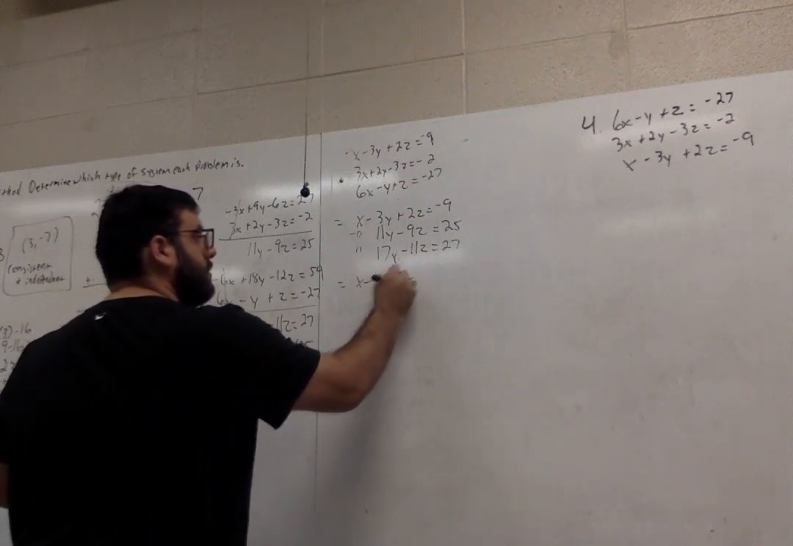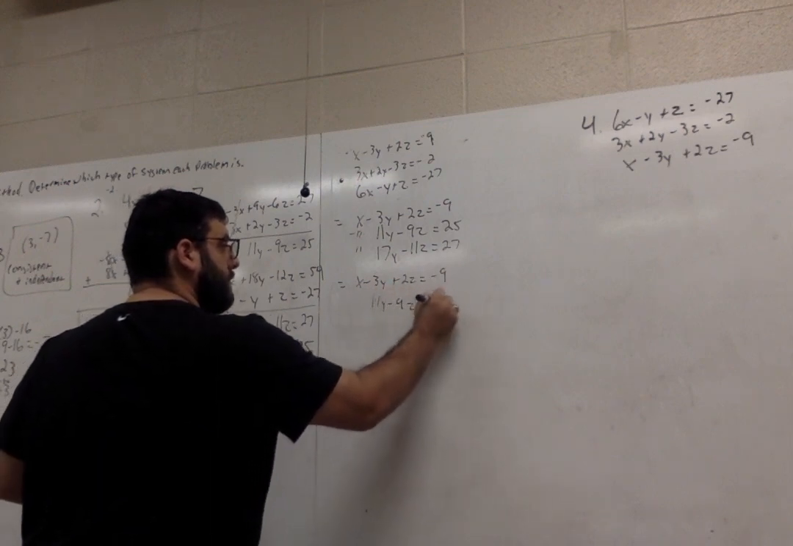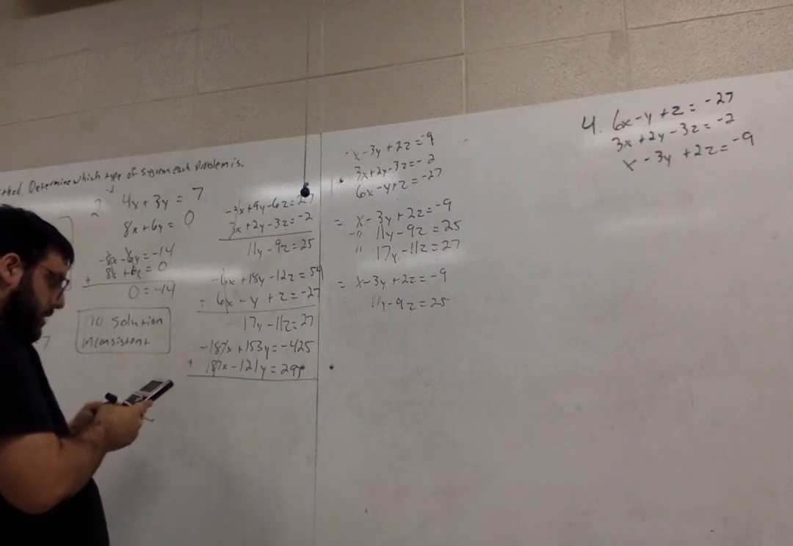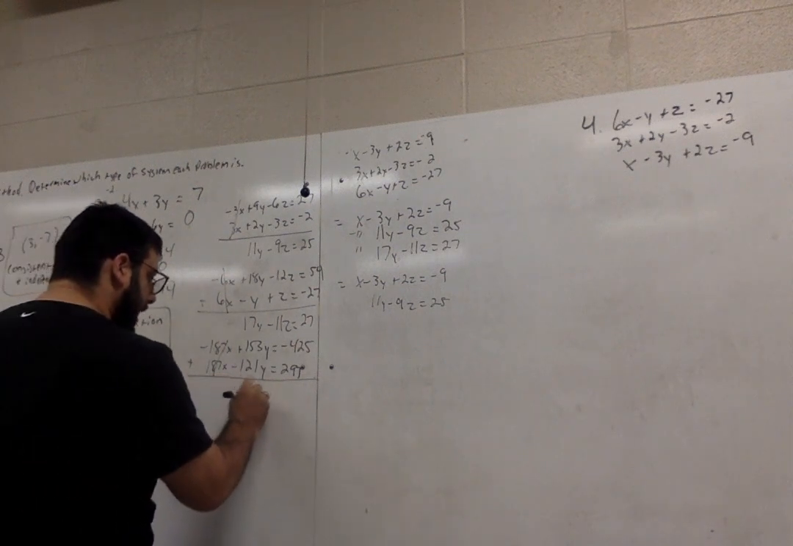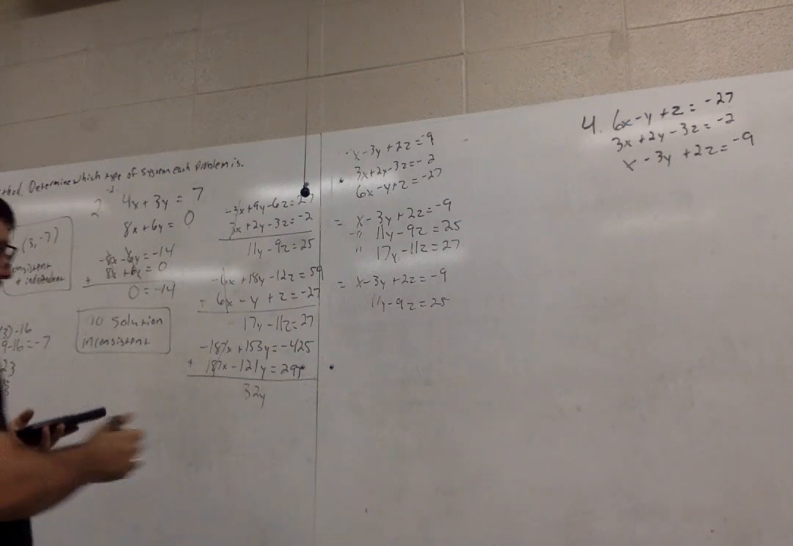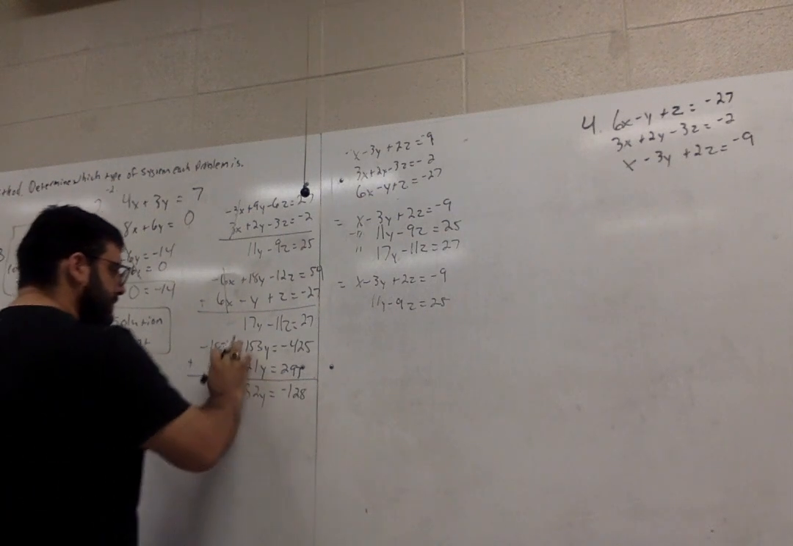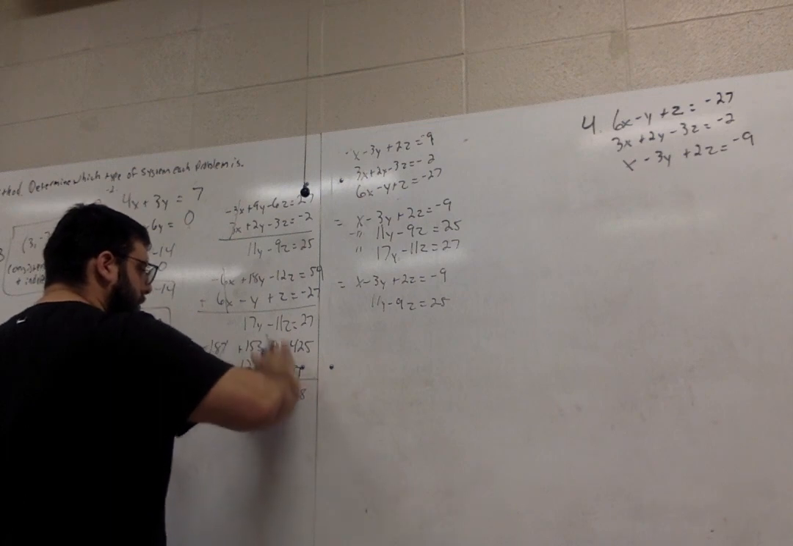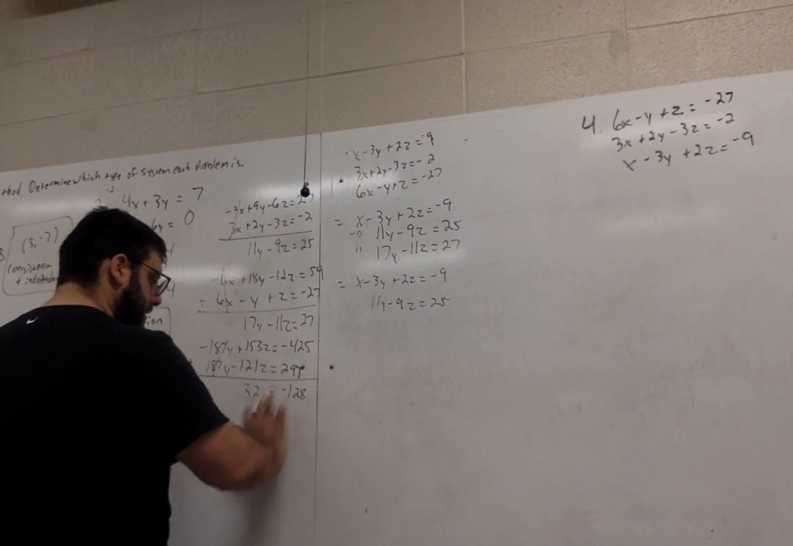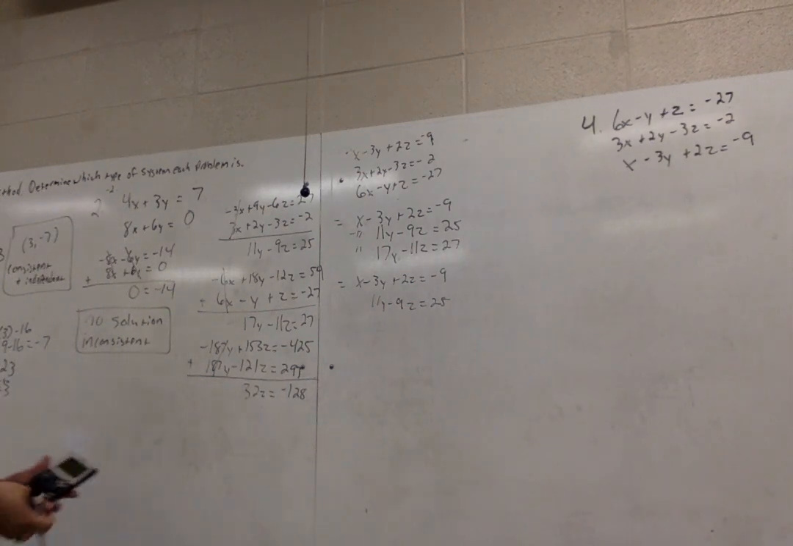x minus 3y plus 2z equals negative 9. 11y minus 9z equals 25. All right, so I'm going to see 153 minus 121. That's 32y. Negative 425 plus 297. That equals negative 128. So now, I'm sorry, this should be y and z. I'm sorry. Hope I didn't confuse anybody. Z. There, much better. Okay, because remember we were trying to eliminate the y's. We've already eliminated the x's.